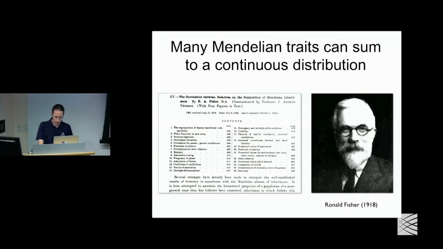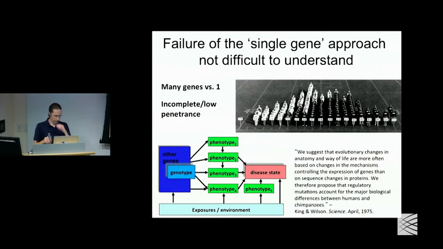So in light of that model, the failure that we experienced in the 1990s with respect to trying to track single gene causes for complex and common diseases was actually reasonably easy to understand. First of all, there are many genes that are going to be involved in very complex biological processes.